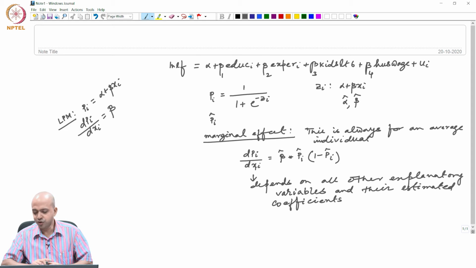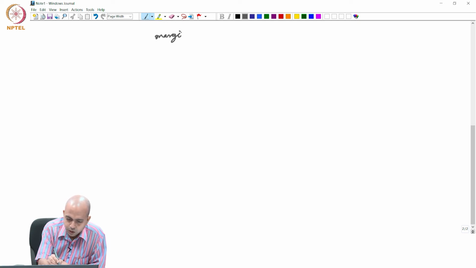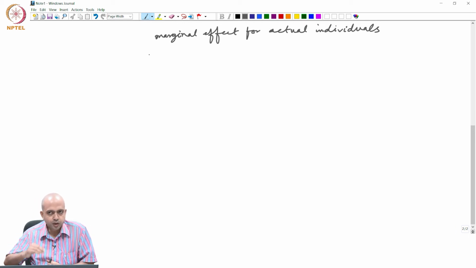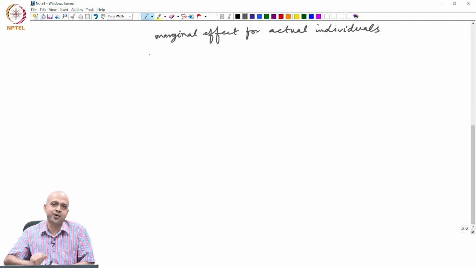Instead of doing that, I want to get another marginal effect concept. So, this is marginal effect concept 2, marginal effect for actual individuals. That means if you have n number of individuals, you will calculate the marginal effect for each and every individual. And then Stata can run another routine with which you get the marginal effect for each and every individual calculated and then get the average of that.